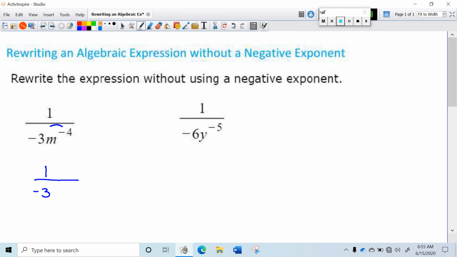Now this right here is the negative exponent that we are getting rid of. M to the negative 4. Since it's on the bottom, you're going to move it to the top, and when you move it, you take the negative away.